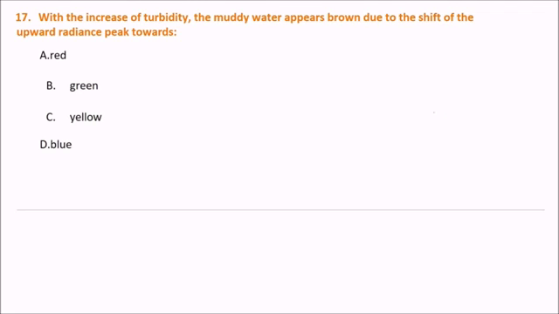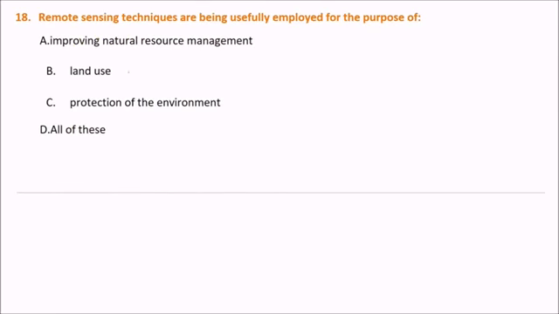With the increase of turbidity, the muddy water appears brown due to the shift of the upward radiance peak towards what? Due to the turbidity, the answer is red. It goes towards red. That is why we see it as what color? The muddy water appears to be brown. Remote sensing techniques are being usefully employed for the purpose of what? This is an option for you, and I'm sure that you'll be giving the answer as D, because remote sensing techniques are being usefully employed for the purpose of improving the natural resource management, the land use, and the protection of the environment.